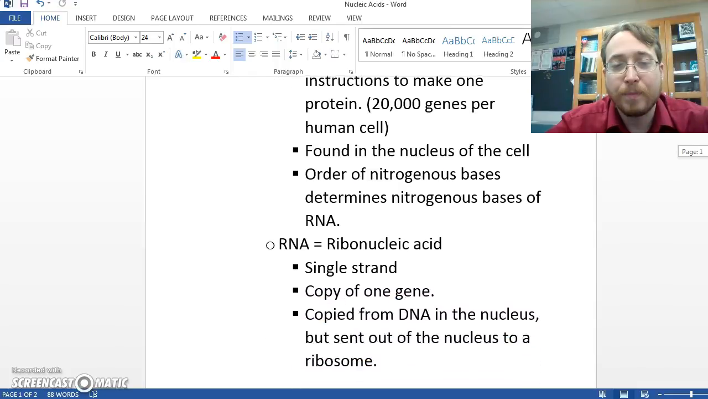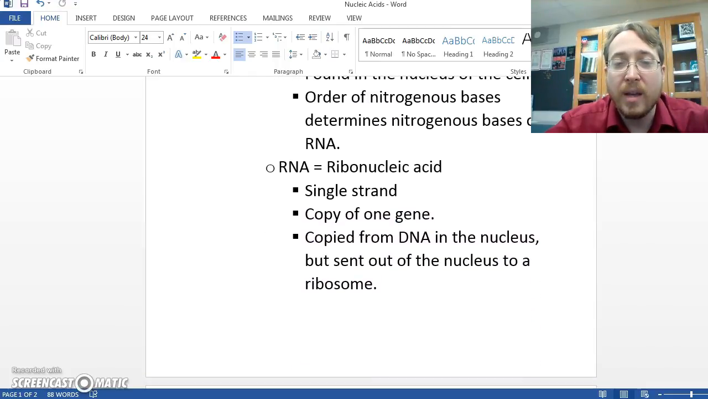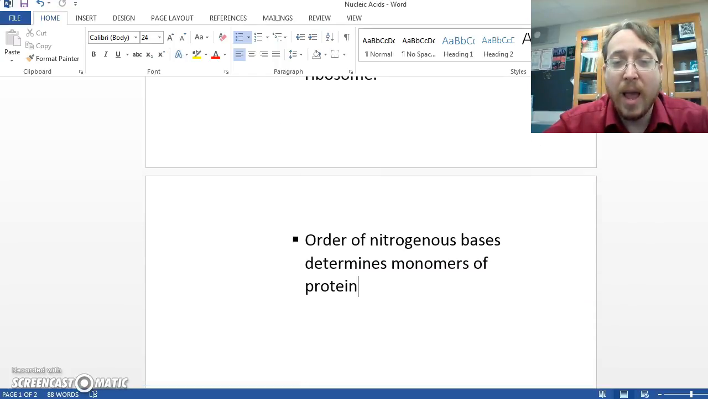of RNA. RNA is a single strand, and it is a copy of one gene. It is copied from DNA in the nucleus, but is sent out of the nucleus to go to a ribosome, and the order of nitrogenous bases in RNA determines the monomers of the protein. We will talk more about chromosomes, which are sort of modified strands of DNA, in the next video.